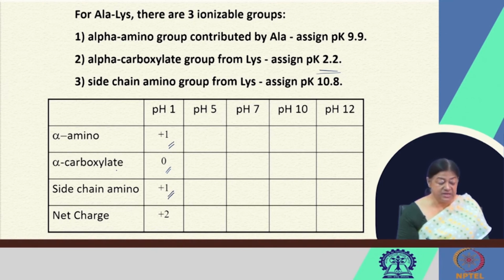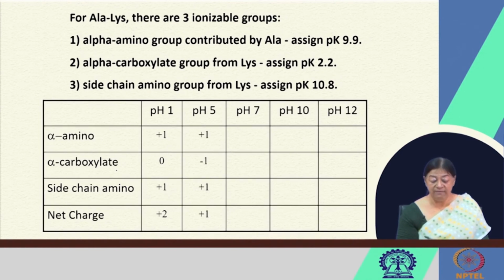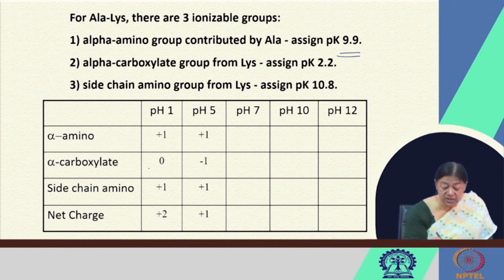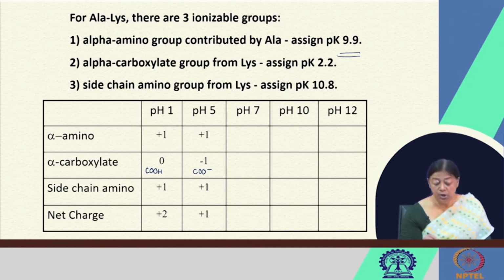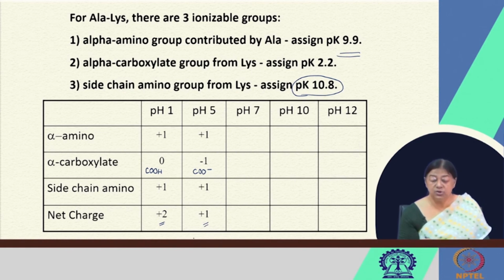This means that at pH 5, what is going to happen? We are going to have a +1 charge for the amino because we still have not crossed this pKa value. This has now gone from COOH to COO minus. So, we have lost this proton. So, the charge is now -1. The side chain amino group is going to be lost at 10.8. So, we still retain the +1. So, the net charge at pH 1 was +2. The net charge at pH 5 is now +1. So, now let us proceed with the titration and see what happens at pH 7.